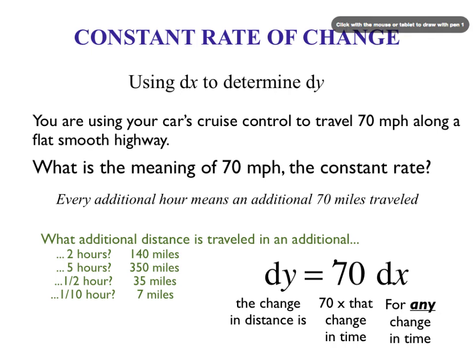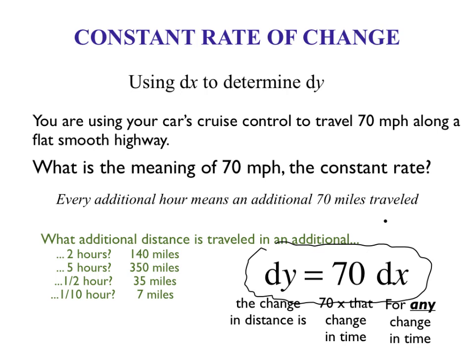Does this formula mean that dy and dx are in constant rate of change, or does it mean that y and x are in constant rate of change? Does it mean that dy is in constant rate with dx, or that y is in constant rate of change with x? It means that because dy and dx are proportional, x and y are also in a constant rate of change.